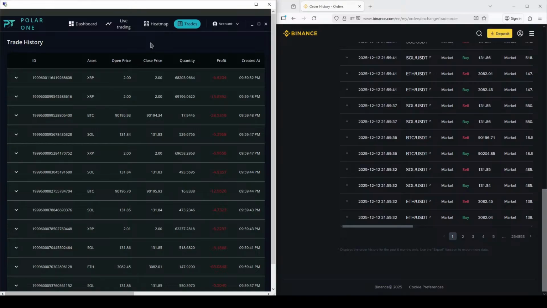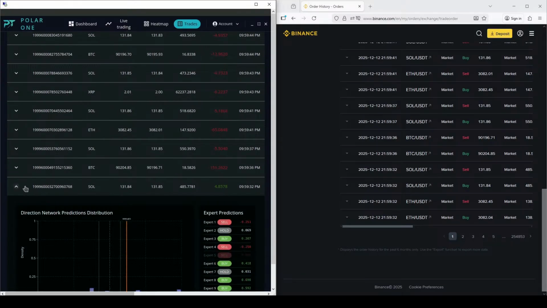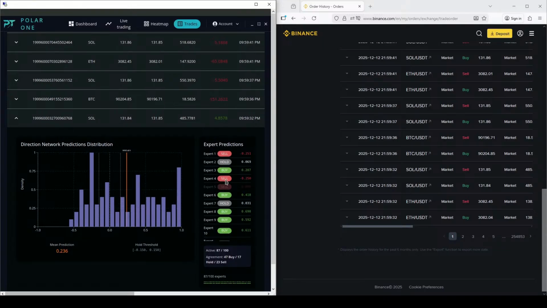Let's take a deeper look at how the decision for each trade is made. If we click on a trade, we can see 100 experts. These are 100 independent AI models, each trained on different data. The software now receives the price data for this pair, in this case for Solana, through the Binance API. Each of these models analyzes the data and provides a value between -1 and +1. -1 means the model concludes a strong sell, and +1 means a strong buy.